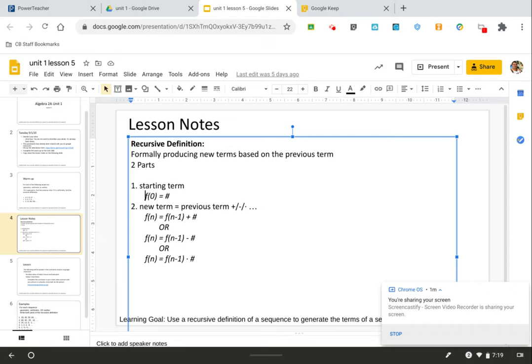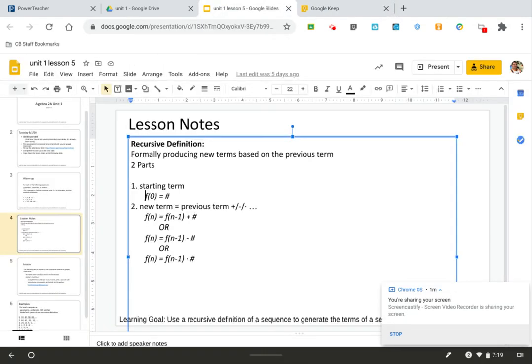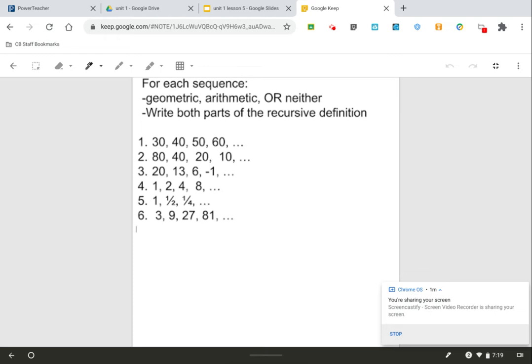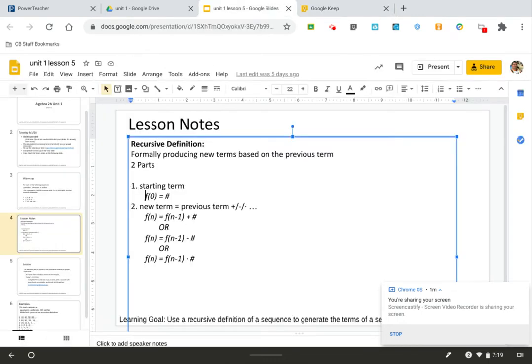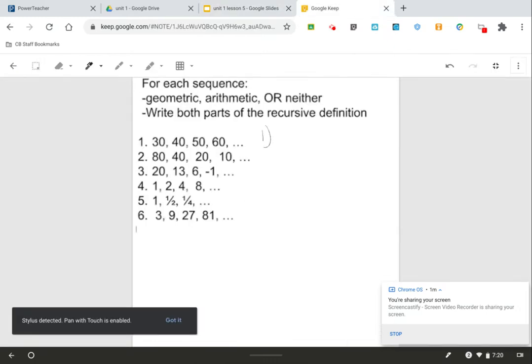The recursive definition actually has two parts. It has the starting term, f of 0, and then it has how we produce a new term based on the previous term. This will make a little more sense when we look at the examples, so let's do that. For each sequence, we're going to determine whether it's arithmetic, geometric, or neither, and then write both parts of the recursive definition based on our lesson notes.